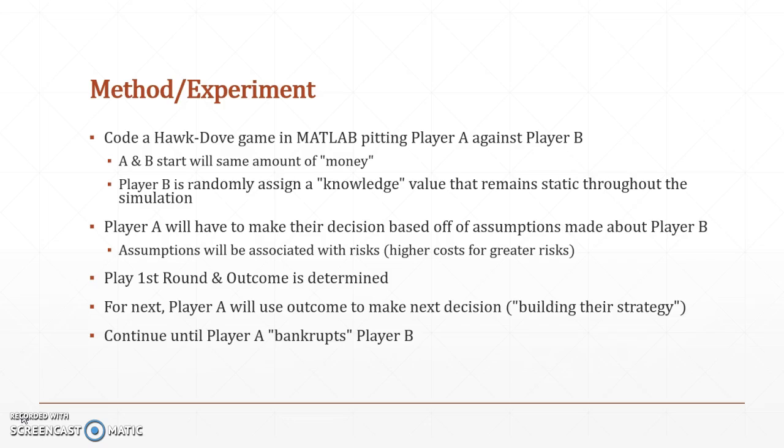So they're randomly assigned a strategy of either hawk or dove. And player A will then make a decision based off assumptions made about player B through their outcomes. So basically, after the first round is played, an outcome will be determined, and then player A will look back and try to reinforce good outcomes for player A and obviously suppress bad outcomes. Then player A will make the next decision, building their strategy until player A bankrupts player B, which means that player A sends player B to zero when it comes to the amount of money that they had at the beginning.